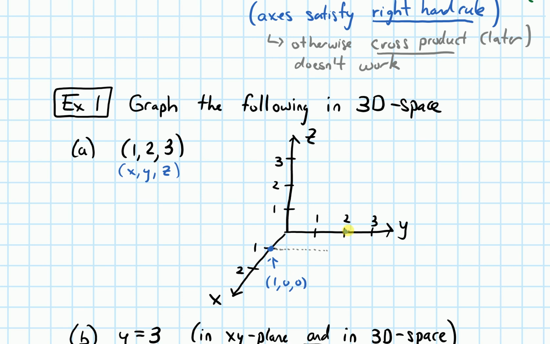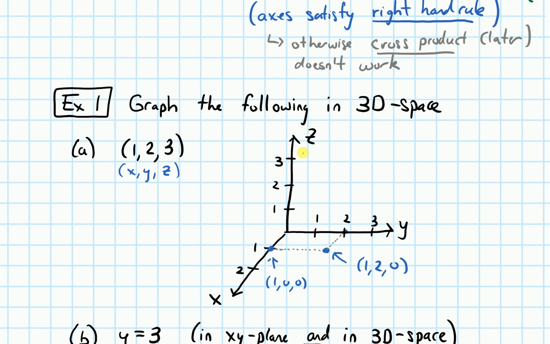And now where y equals 2 is here, so where this point is, I'm going to start to draw a line that's parallel to the x-axis. So this one needs to be slanted. Okay, and where they intersect, now I have gone 1 in the x direction and 2 in the y direction. So this point is 1, 2, 0. And from here, I need to go up 3. So to draw that to scale, this is what I do.